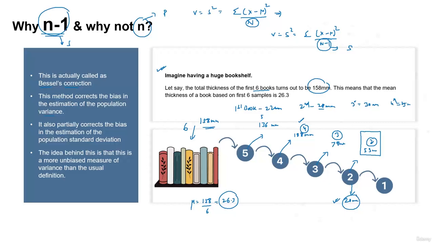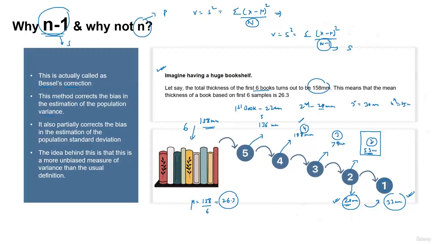When you find the thickness of the 5th book, it is quite understood that the 6th, the final book's thickness, is going to be this minus this, which will be 33 mm. So you don't have to measure this final book. You easily get the final book's thickness when you pick the 5th book. That means you automatically know the thickness of the 6th book, even though you have measured only 5. Extrapolating this concept to a sample of size n, you know the value of the nth observation even though you have only taken n minus 1 measurements.